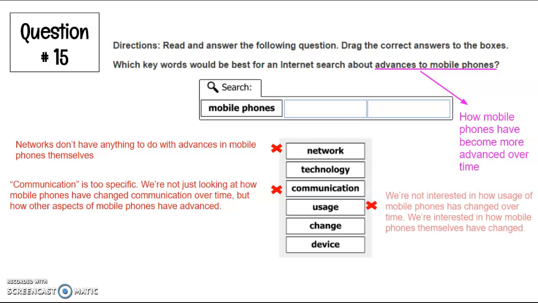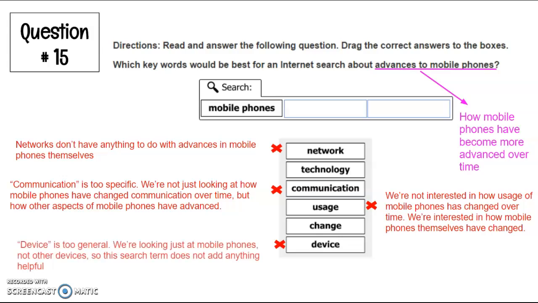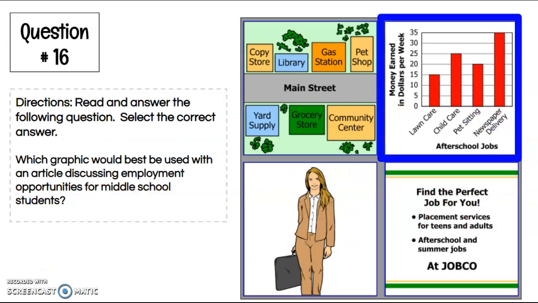Usage also doesn't work because we're not interested in how usage of most mobile phones has changed over time. We're interested in how mobile phones themselves have changed, what technological advances they've gone through. Device also wouldn't work. It's too general. We're looking just at mobile phones, not other devices. So this search term does not add anything helpful. So that is why technology and change are the best answer choices there.